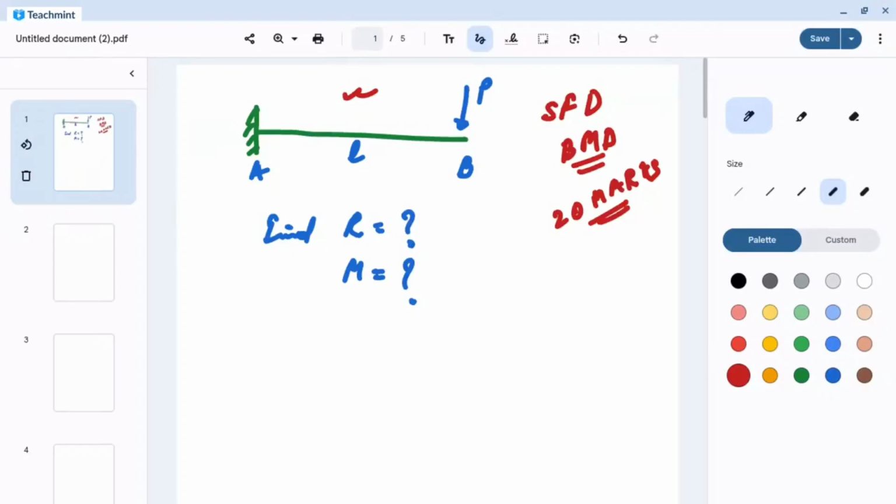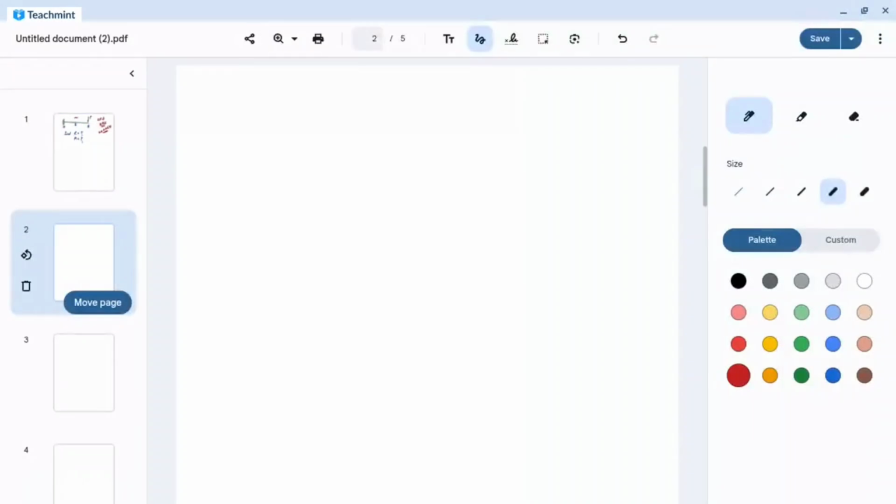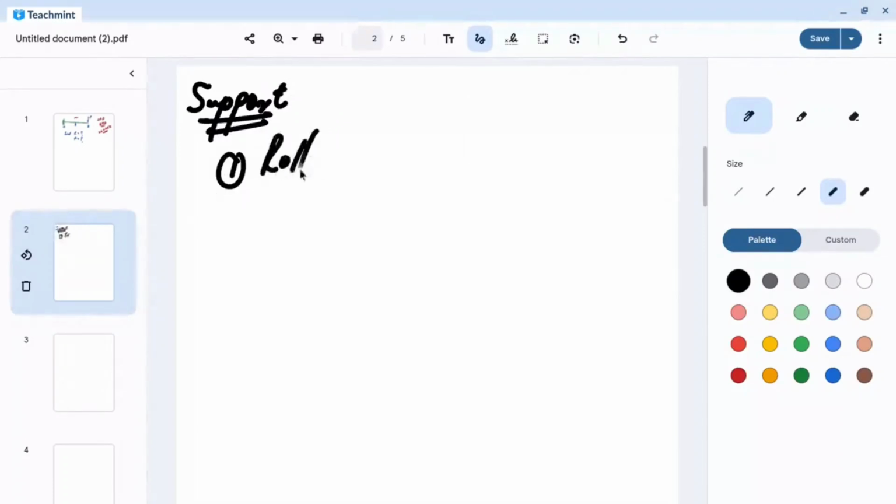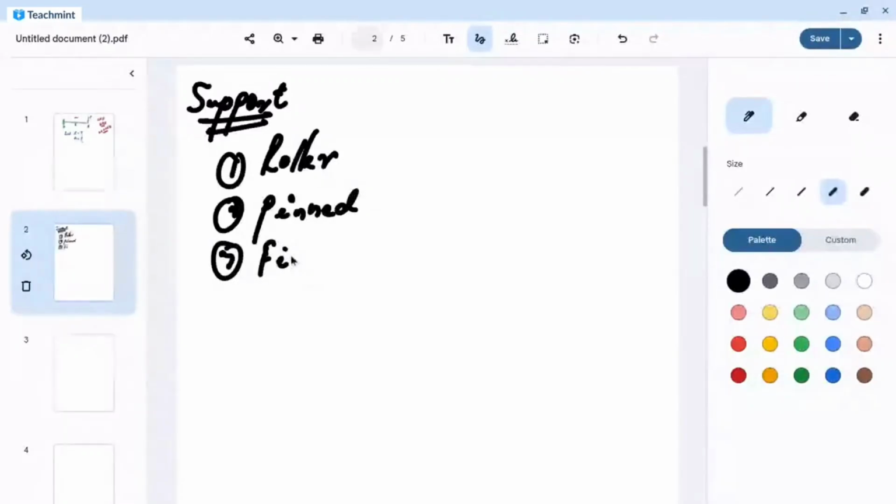So see how the support is. First, see, roller support, pin support, fixed support.